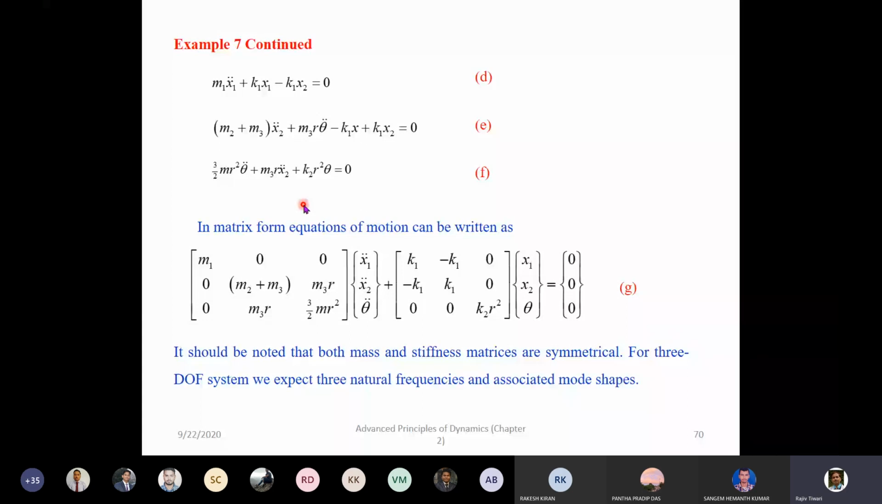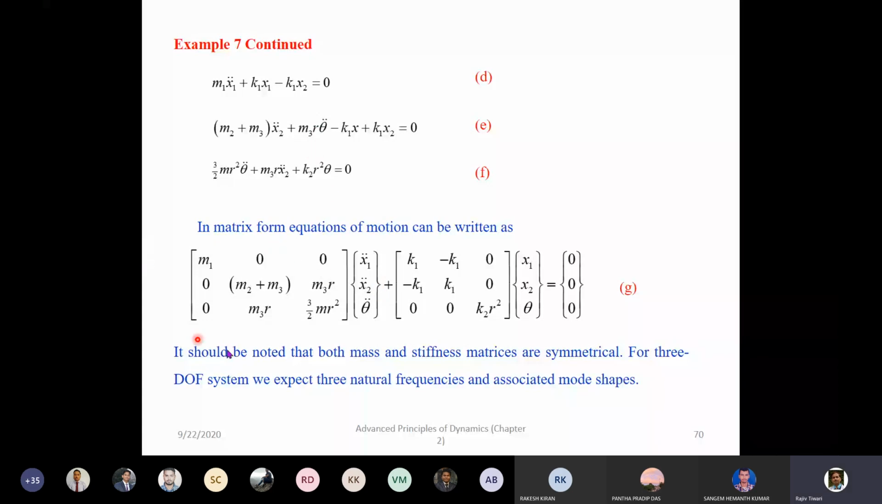Now they can be combined in a matrix form. Because we have three generalized coordinates, in the inertia we will have x1 double dot, x2 double dot, theta double dot. So this is the first equation. You can see here only x1 double dot is there, theta double dot is not there, so the remaining term is 0. Even x2 double dot is not there. So if you expand the first row, we'll get the first equation. Second row, second equation. Third row, third equation.